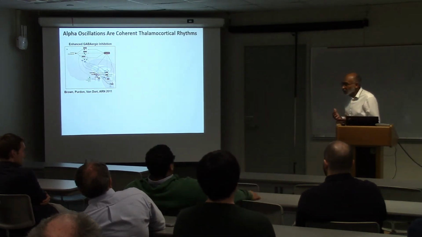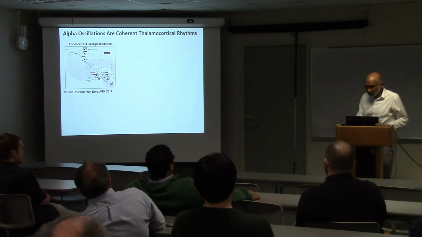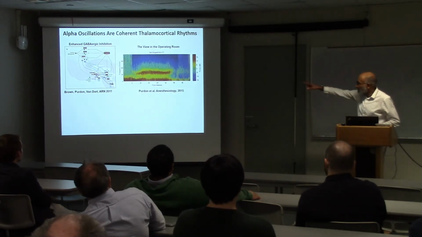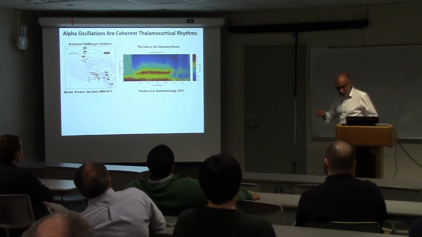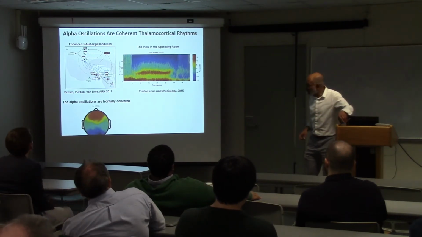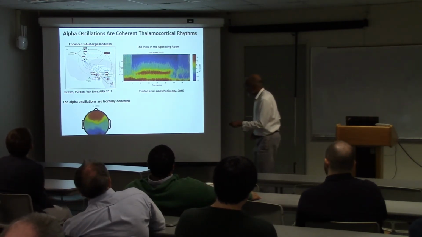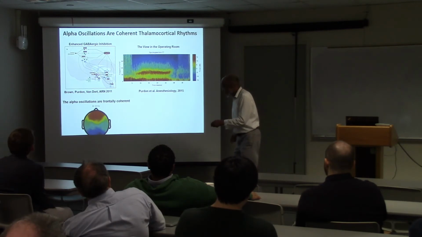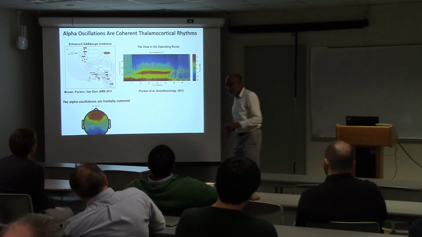So the idea that we don't know how anesthesia works makes no sense. So I go to the OR and I see a pattern like this. I do a study and I see this pattern here of the alpha oscillations concentrating in the front of the head. And the one thing I want to point out, which I didn't say a second ago, is that this alpha oscillation in the front of the head across all these sites is coherent.